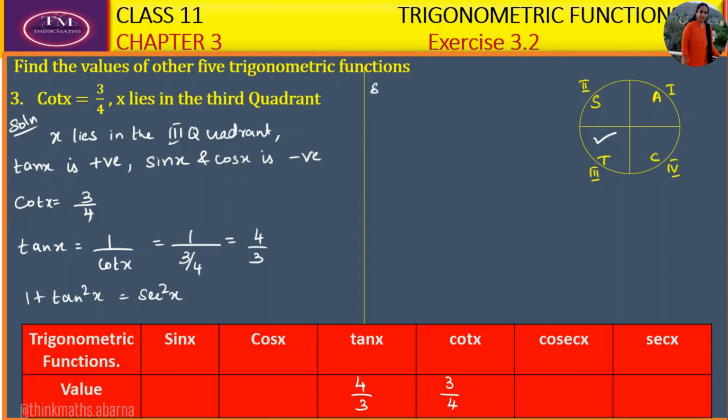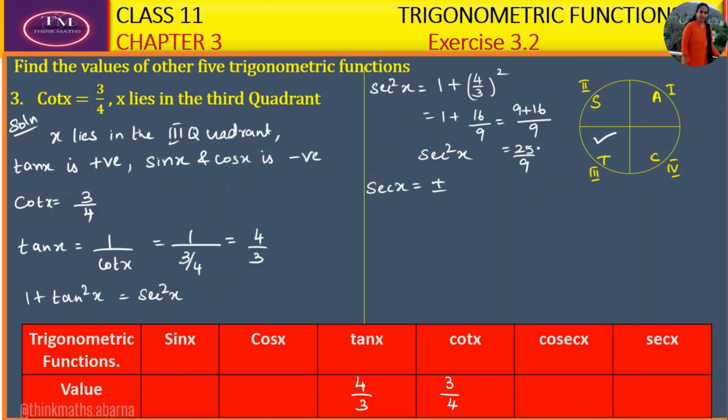So we have secant square x is equal to 1 plus tan square x. What is tan x? Tan x is 4 by 3, so it is 4 by 3 whole square. So 1 plus 4 square is 16, 3 square is 9. If we take LCM as 9, you have 9 plus 16 which is 25 by 9. So we get secant square x is equal to 25 by 9. Taking square root on both sides, secant x will be equal to plus or minus square root of 25 is 5, square root of 9 is 3.